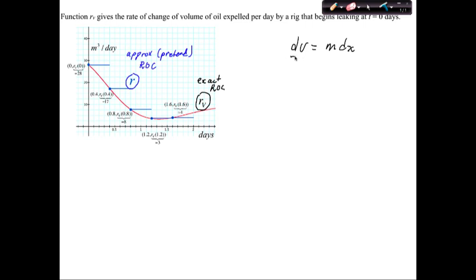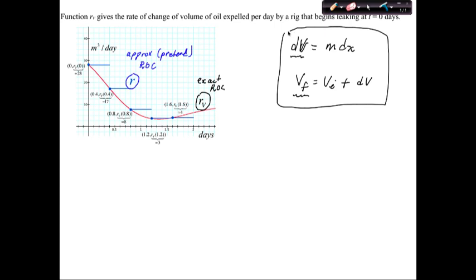First we get little changes, and then we do v final equals the initial plus the change. So here's the heartbeat of finding amounts, or little bits of accumulation, or modeling the accumulation. What does all this depend on? Why can we do this? Constant rate of change. You can only do all this with constant rate of change.